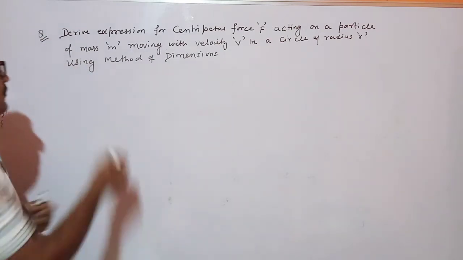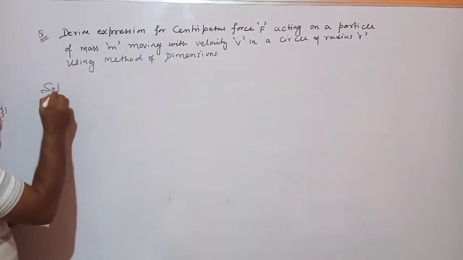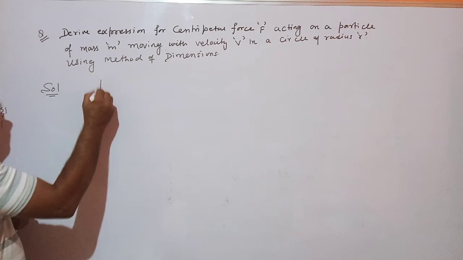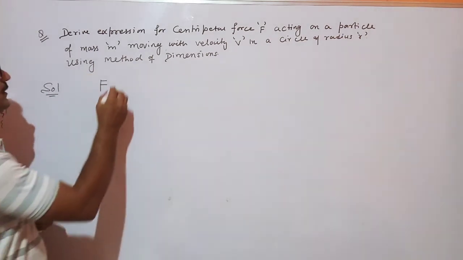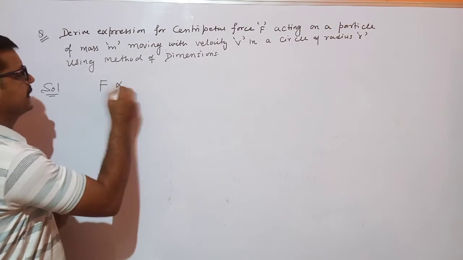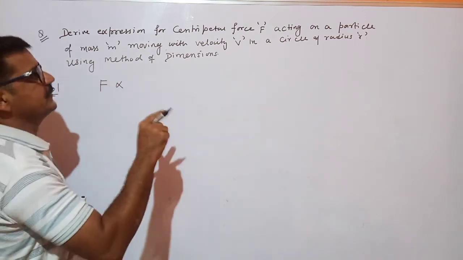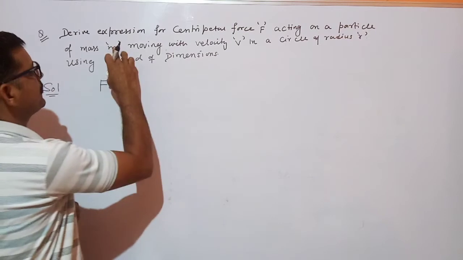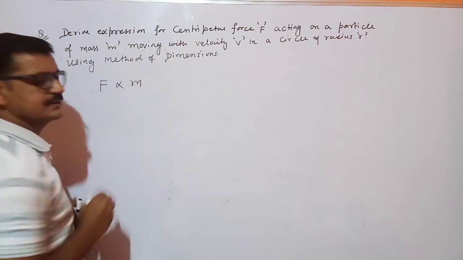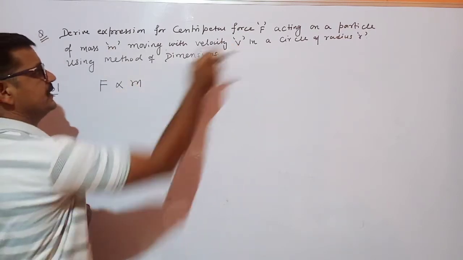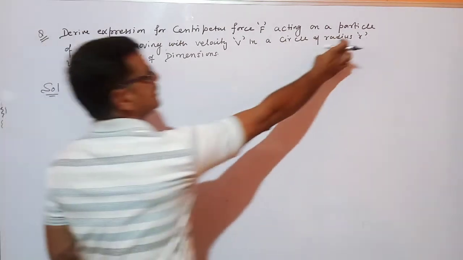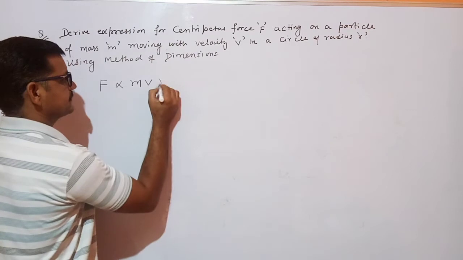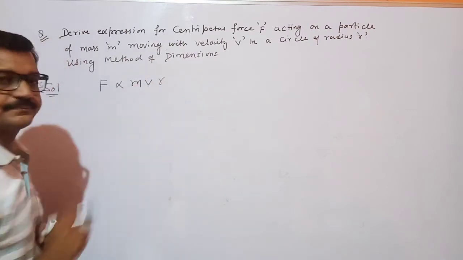So first of all, what you have to do, force that is given by F is directly proportional to... force is depending upon mass, so write it as m. It is also depending upon velocity, so write it as v. Also depending upon radius, so write it as r.